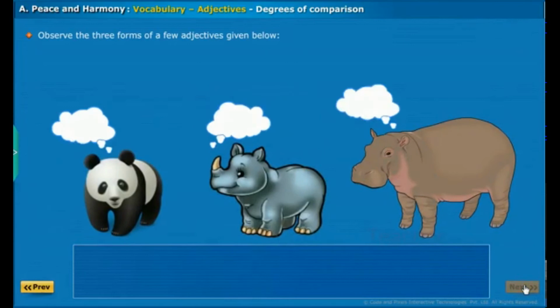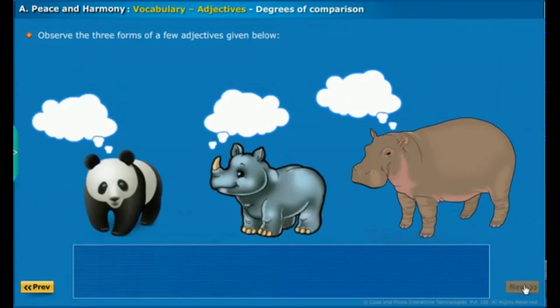These three animals are talking about how strong they are. Write dialogues for all the three animals using the adjective strong.